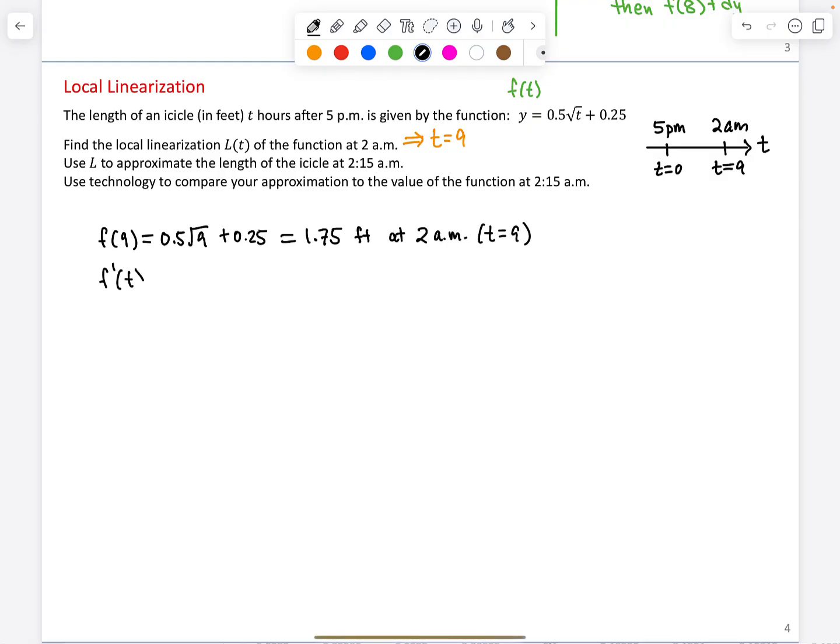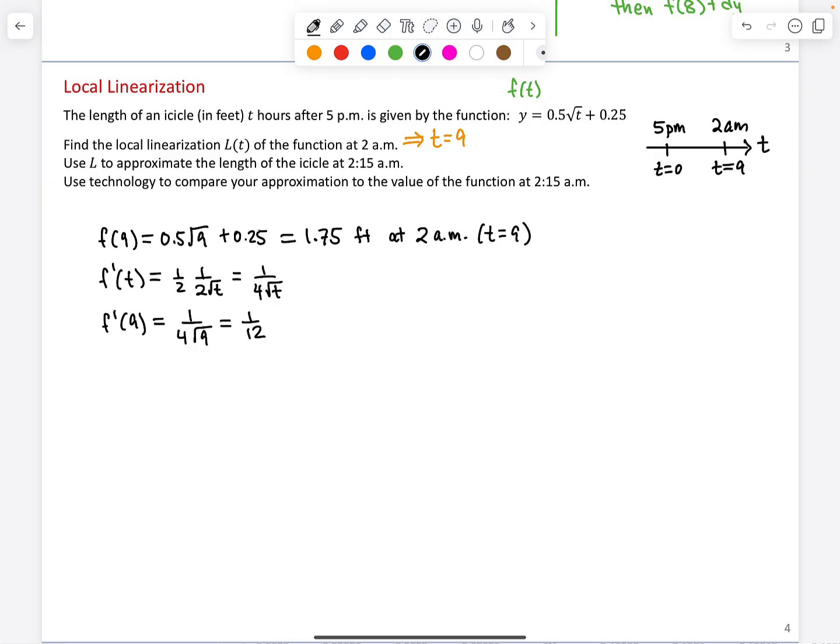Now let's find the derivative of this function. I'll change the 0.5 to a 1/2. The derivative of square root of t is 1 over 2 square roots of t, and then the derivative of the constant will be 0. So our derivative function is 1 over 4 square roots of t. Now let's find the slope of the tangent line by finding f prime of 9. So that's 1 over 4 times the square root of 9, which is 3, and we get 1/12 again.